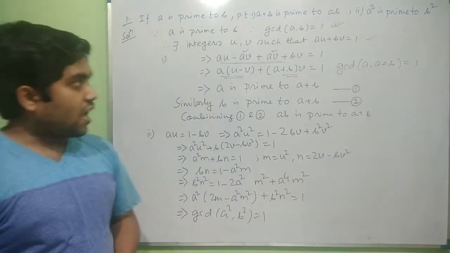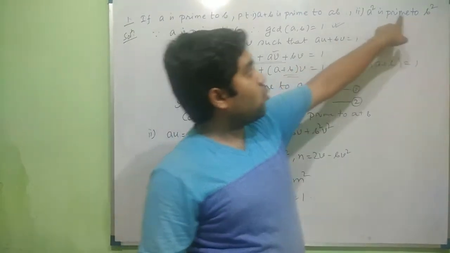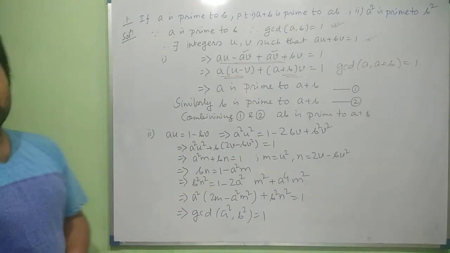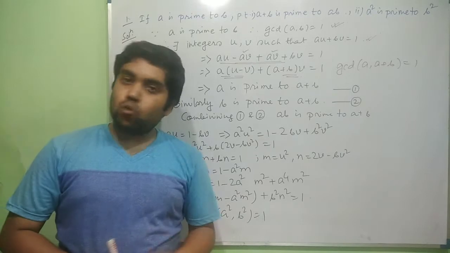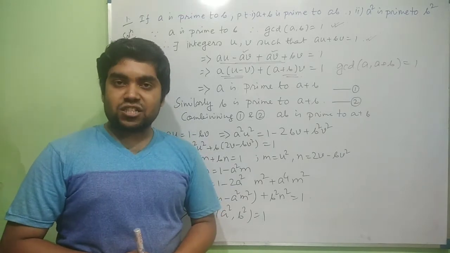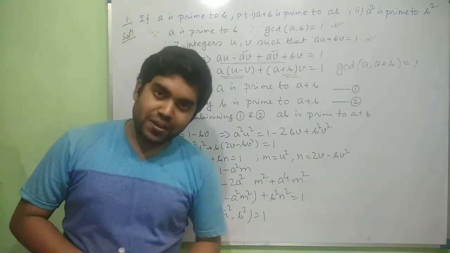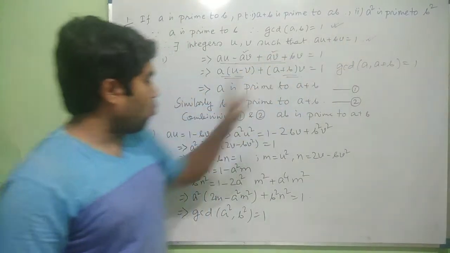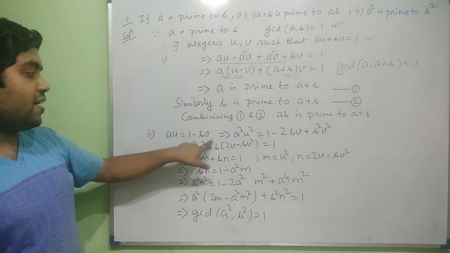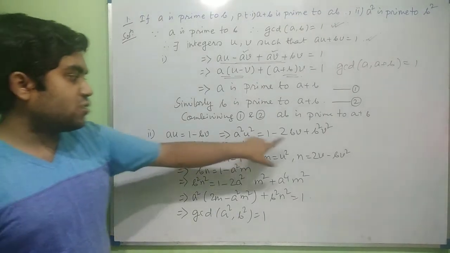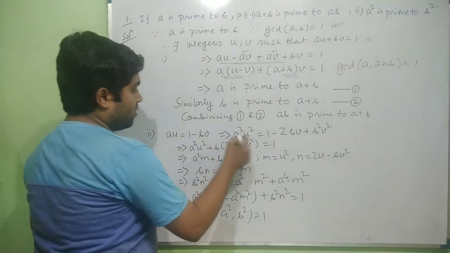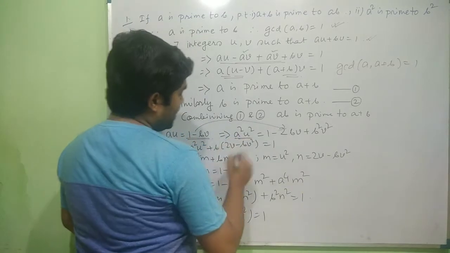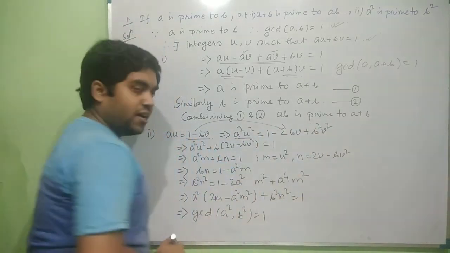The next target is to prove A square is prime to B square. For that, initially we are going to prove that A square is prime to B. Then we are going to establish that A square will be prime to B square also. Now, the result AU plus BV equal to 1 can be written as AU equal to 1 minus BV. We square both sides, which implies that A square U square equals 1 minus 2BV plus B square V square.